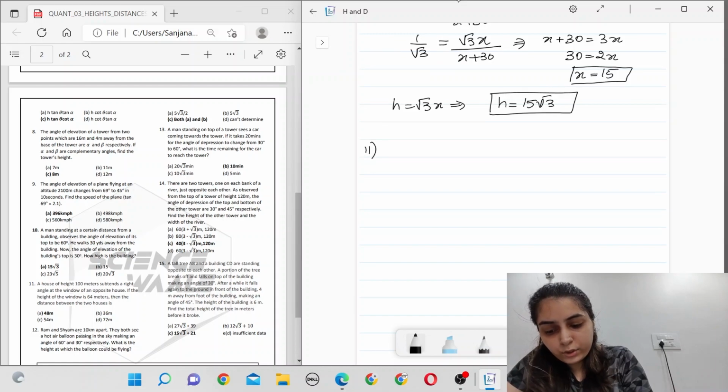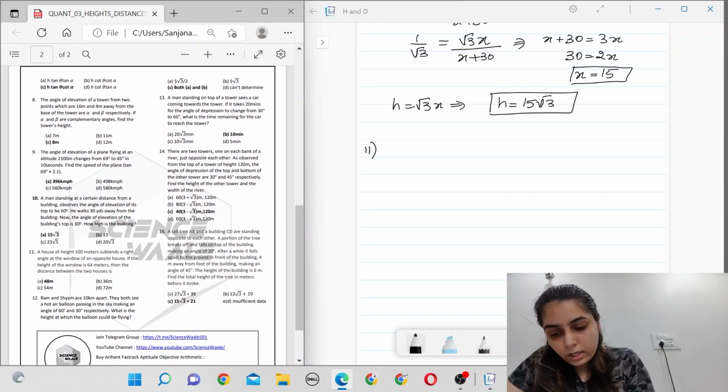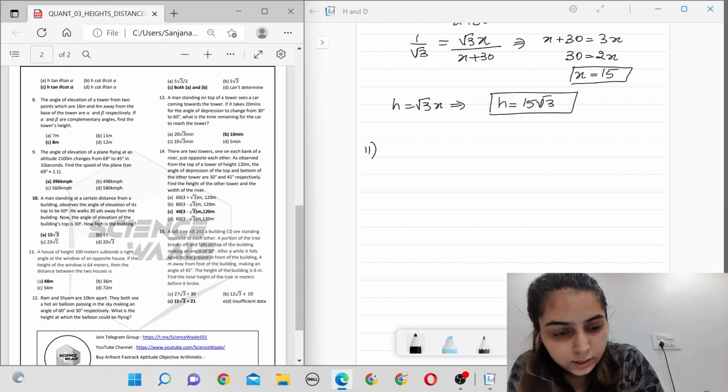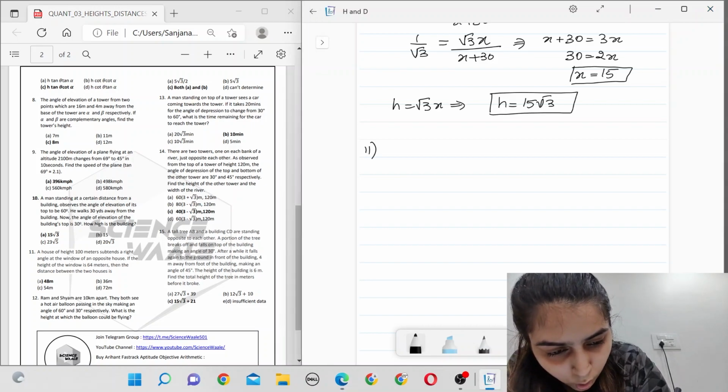Moving on to the 11th question. A house of height 100 meters subtends a right angle at a window of an opposite house. If the height of the window is 64 meters, then the distance between the two houses is. So here they have given us that there are two houses.